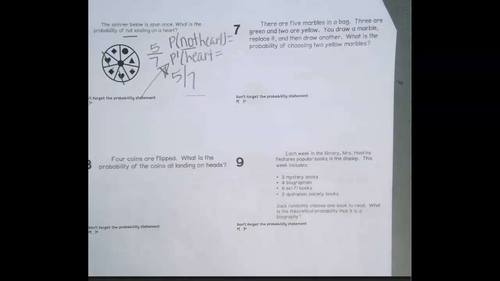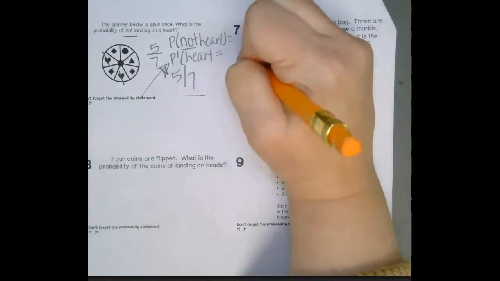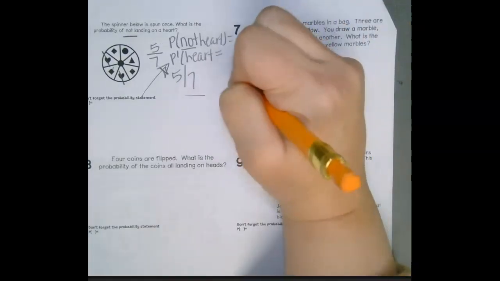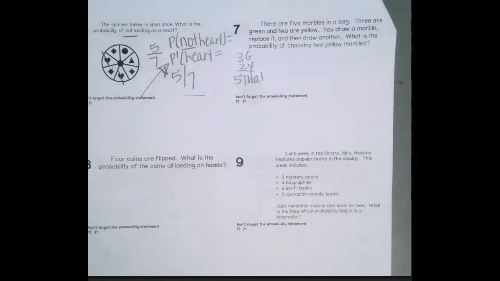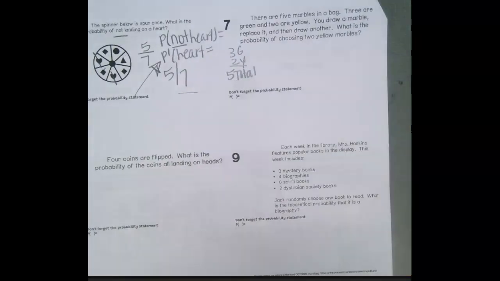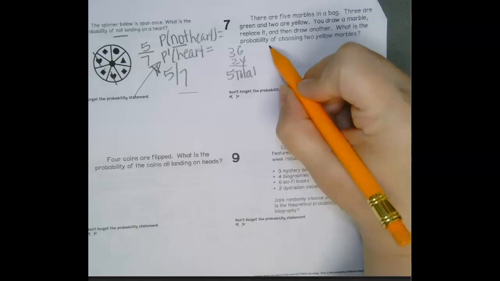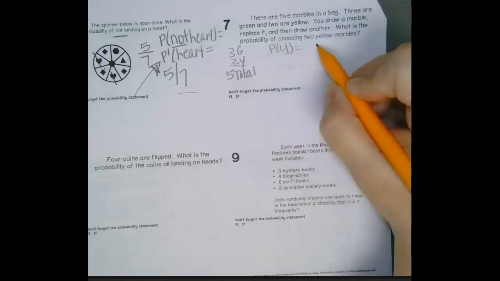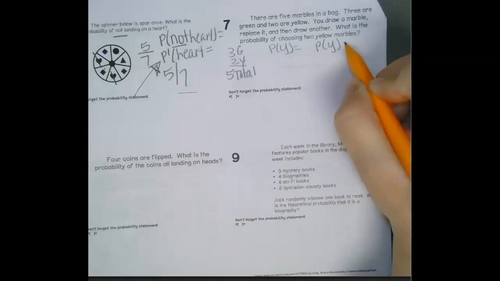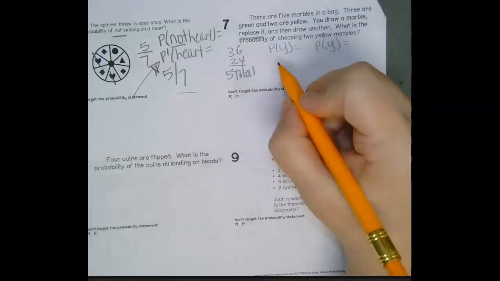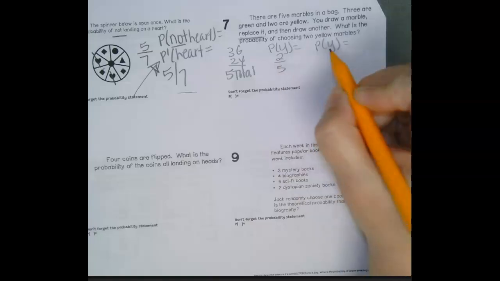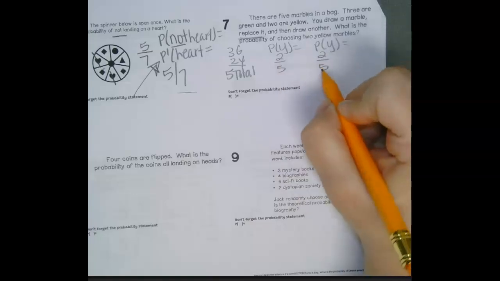All right, number 7. There are 5 marbles in a bag. 3 are green, 2 are yellow. There are 5 total. You draw a marble, replace it, and then draw another. What is the probability of choosing 2 yellow marbles? So we have the probability of yellow and the probability of yellow. We are replacing it, okay? So yellow would be 2 out of 5, and then this yellow would be 2 out of 5.